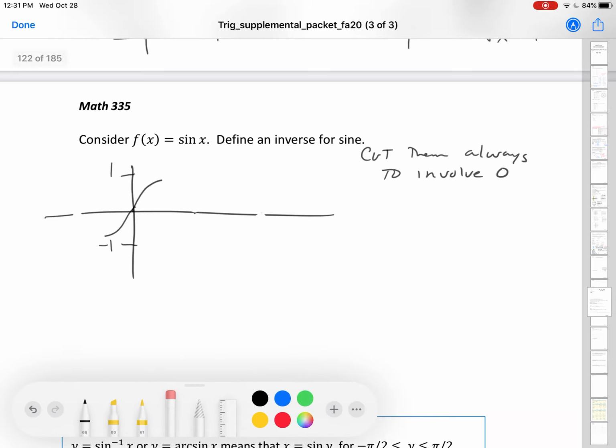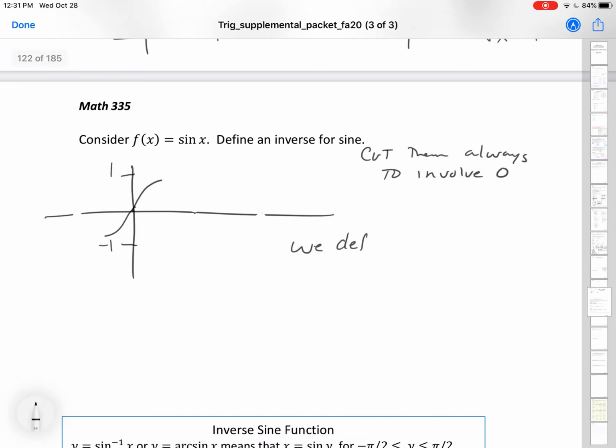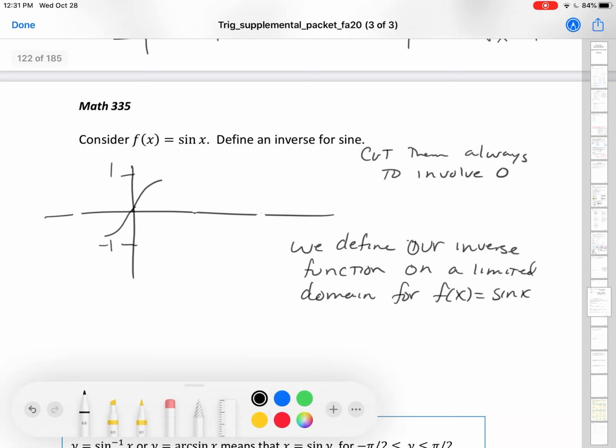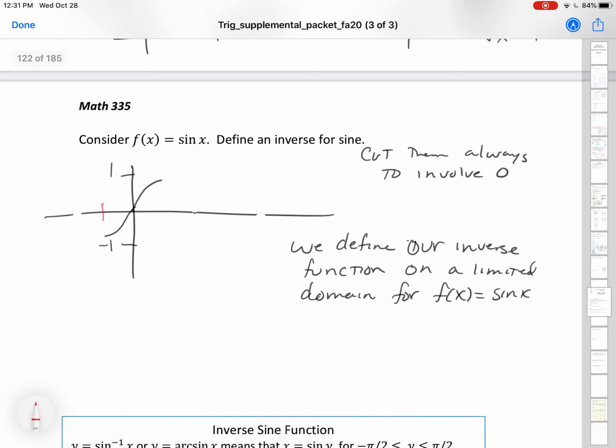So we're going to define our inverse function on a limited domain for f of x equals sine x, namely exactly what you know. I'll come in here and put it in red, from minus pi over 2 to pi over 2. You want to memorize that. It's going to be right below us in just a minute. So from minus pi over 2 to pi over 2 included.